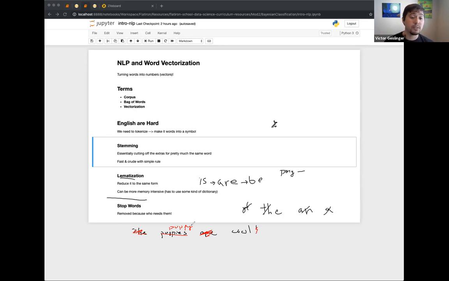And that's what you would do, for example, if you wanted to make your own spam classifier. You take your corpus of email data, do stemming, do lemmatization. Basically, you're tokenizing the words, making it into a bag of words.